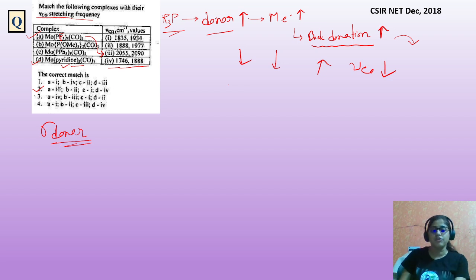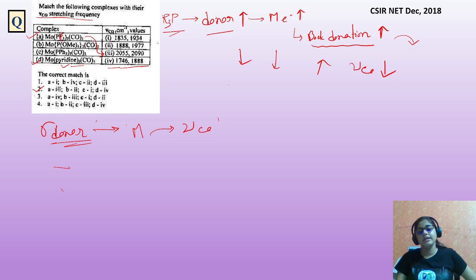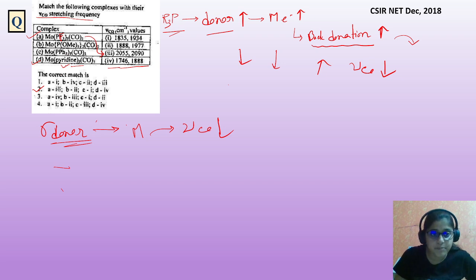Because I was talking about this: pyridine is a good sigma donor. So pyridine is a good sigma donor, which means it can donate more electrons to the metal. As a result, νCO will be decreased. So the least value will be for pyridine. D will be 4. So this will now be the correct option. Okay, so 2 is the correct option.